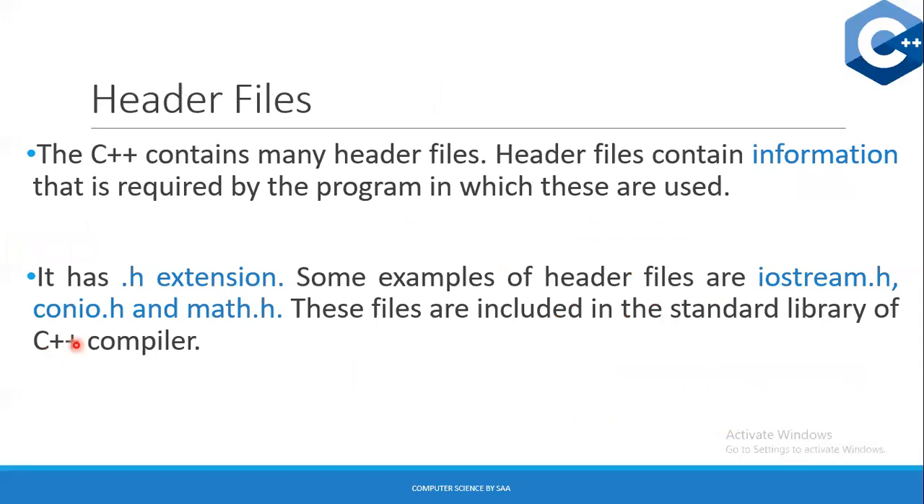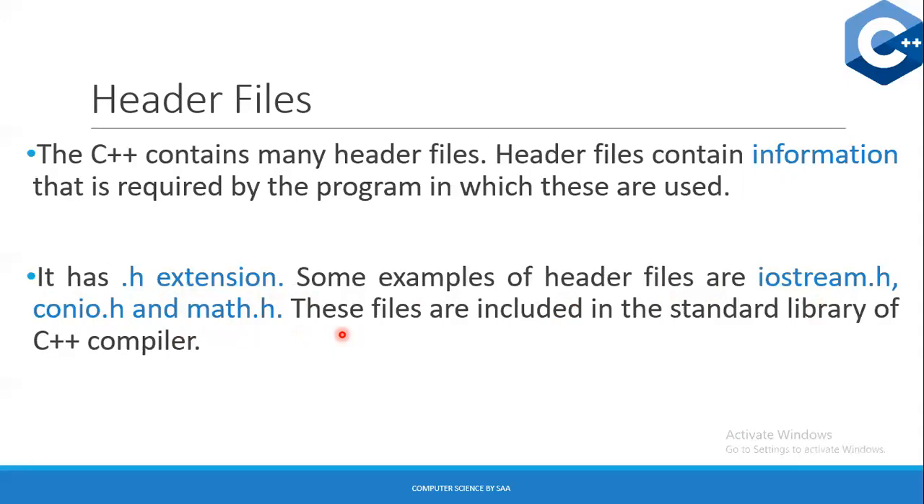Okay, as we have discussed that there are header files. So what are header files? Header files are basically containing the information that is required by the program in which these are used. Header files have the extension .h. For example, iostream.h, conio.h, and math.h. These files are included in the standard library of the C++ compiler.